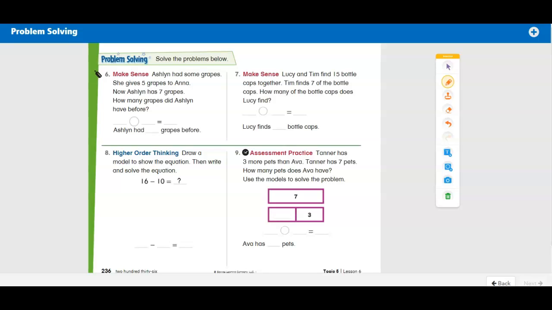So this one has a lot of information in it. Make sure we look at it very carefully. So it tells us that Ashlyn had some grapes. She gives 5 grapes to Anna. Now Ashlyn has 7 grapes. So she had some, she gave 5 away, and now she has 7.